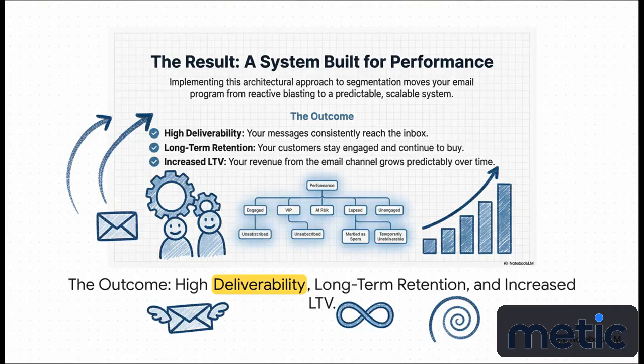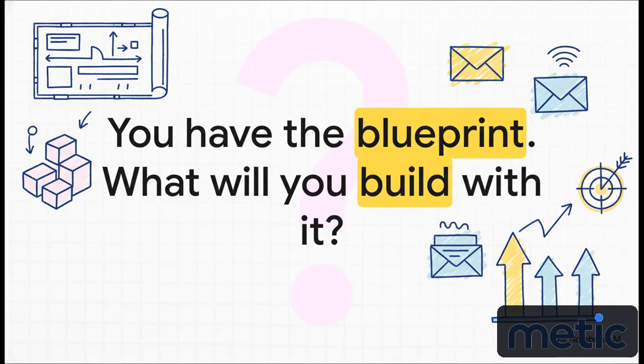Because when you can say yes to all of those questions, this is what happens. This is the outcome. You stop doing that reactive, hope-and-pray email blasting, and you move to a predictable, scalable system. And the result? Consistently high deliverability, customers who stick around and keep buying, and revenue that just grows predictably over time. So there it is, the architectural approach to building a truly world-class email program. You literally have the complete blueprint now, so the only question left is, what are you going to build with it?